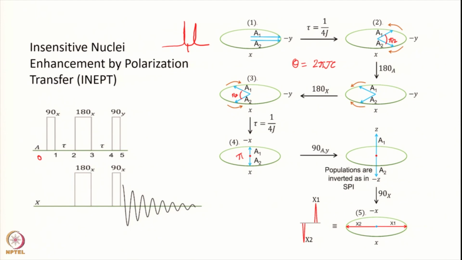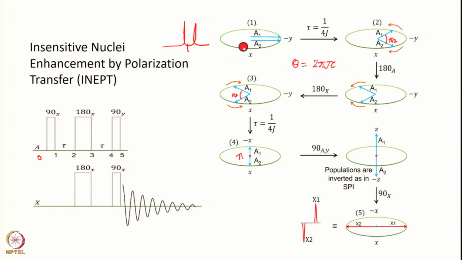So now we apply a 90° y pulse onto the A transition. So that means I am applying a pulse along the y axis. So what will happen to these? These two which are along the x and the y, they will now go to the z axis. On the positive and the negative z axis, they will come along this. Okay. Now we compare this situation with what we had here in the beginning.